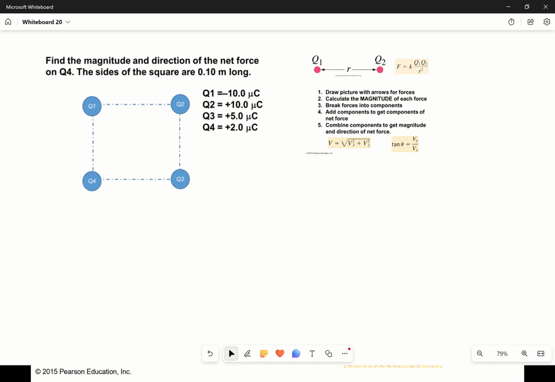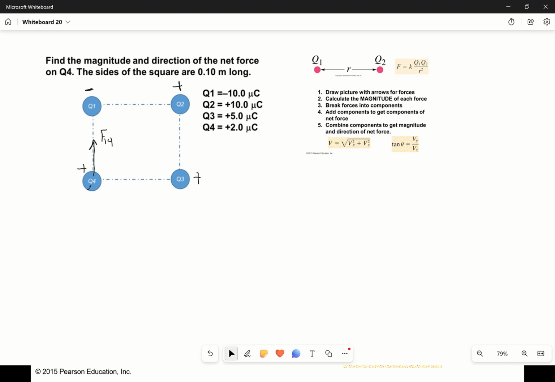Okay, we're going to follow the instructions. First we're going to draw a picture and put on arrows for the forces. Let's label the forces with subscripts so we know what they are. Q1 is negative, Q2 is positive, Q3 is positive, and Q4 is positive. That'll tell us about the direction. What's the direction of the force between Q1 and Q4? Well, they're opposite signs, so Q4 is going to get attracted towards Q1. So that's force 1,4.